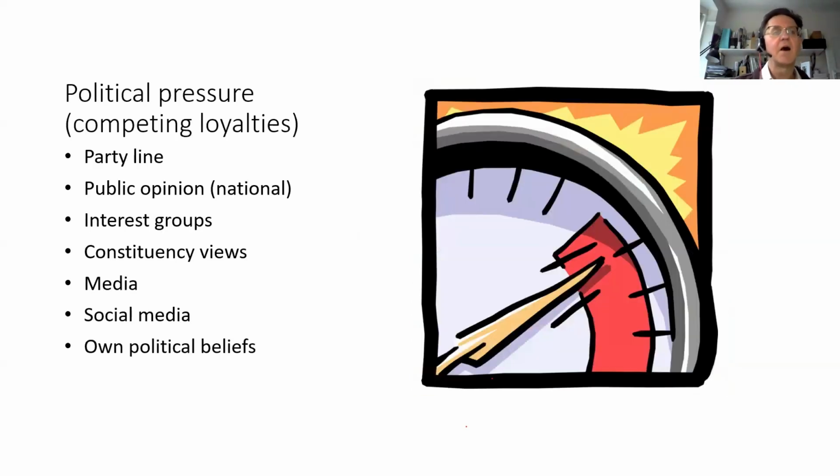And then the other main form of pressure that I think of is political pressure, which comes from competing loyalties. So is it the need to vote with the party? Is it the need to take account of national public opinion, interest groups, constituency views, media, and so forth? And maybe last, but hopefully not least, their own political beliefs, the principles that brought them into politics in the first place.